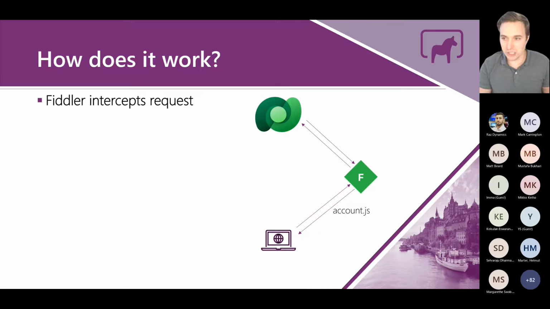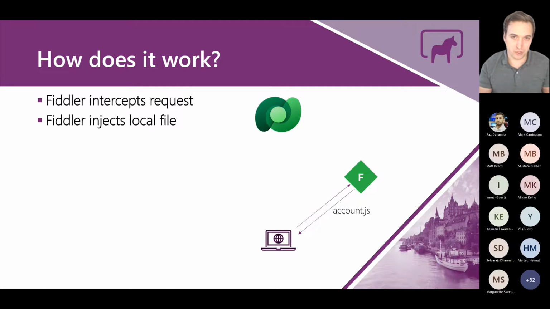What we want to achieve is that it will inject a local file. So you request the account.js. Fiddler knows, okay, this file I have to inject from your local storage, and just responds with the file without sending any request to Dataverse. So this is way faster, which in today's world you don't really feel, but it is faster, and you only get the stuff you have locally and not everything which is in Dataverse. It's basically a man-in-the-middle attack, but in this case, it's a man-in-the-middle attack we want to have.